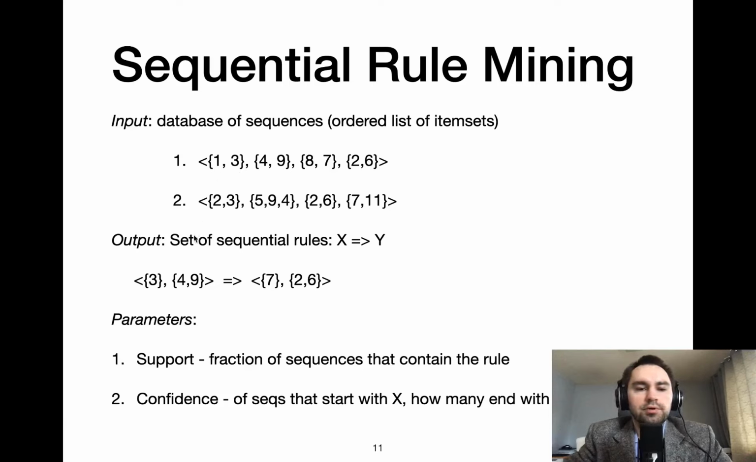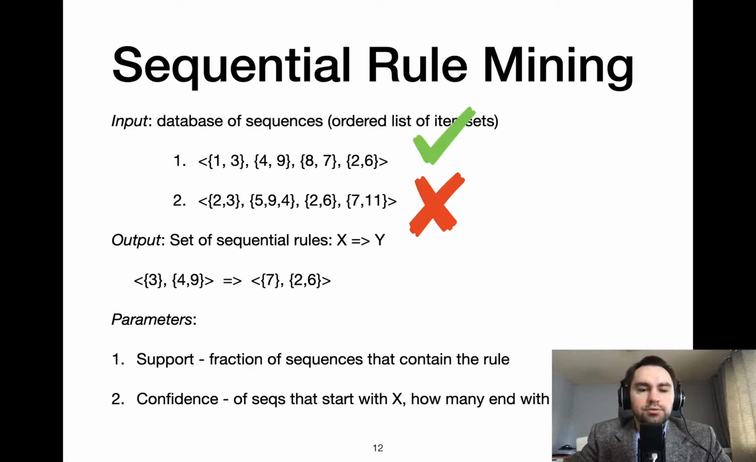The output is a set of sequential rules. Here's an example of a rule: X goes to Y. So this rule might be 3, 4, 9 goes to itemset 7, 2, 6. The parameters we can specify for the algorithms here are support, which is the fraction of sequences that contain a rule, and confidence, the number of sequences that start with X and also contain Y.